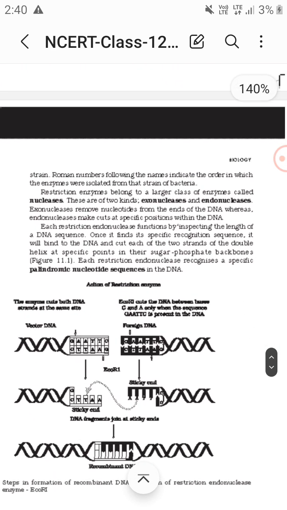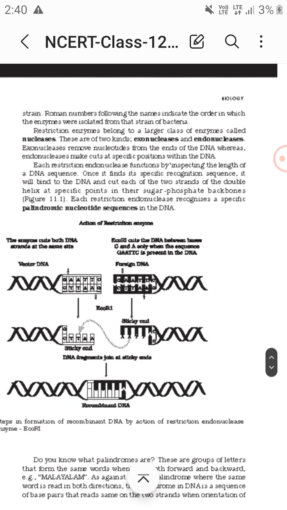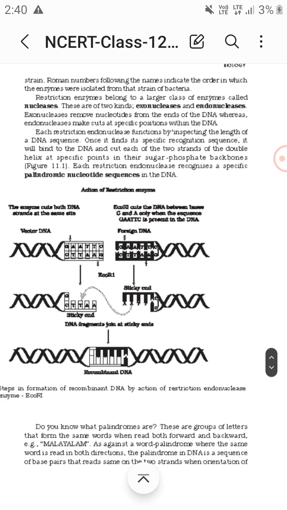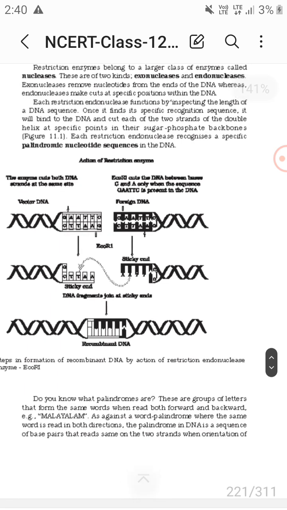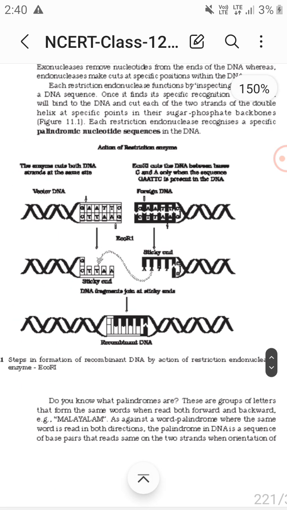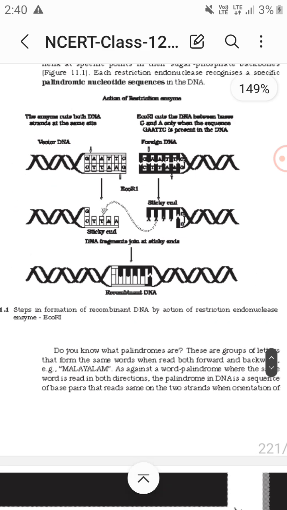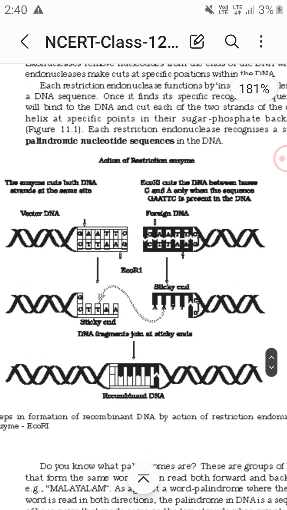Now, restriction enzymes belong to a larger class of enzymes called nucleases. These are of two kinds: exonucleases and endonucleases. Now there is the palindromic nucleotide sequence. Each restriction endonuclease recognizes a specific palindromic nucleotide sequence in the DNA. For example, GAATTC is recognized by EcoRI. So GAATTC, you see in the diagram.